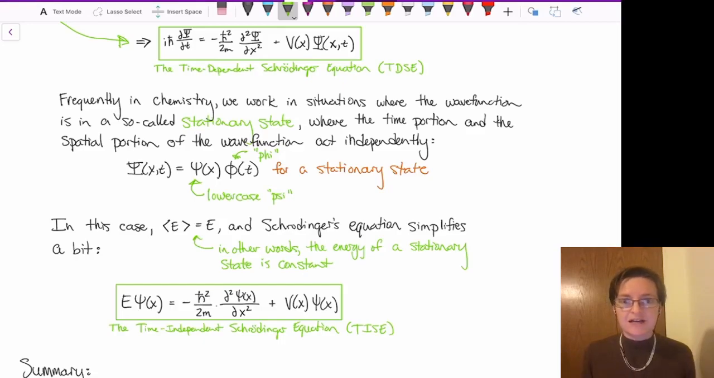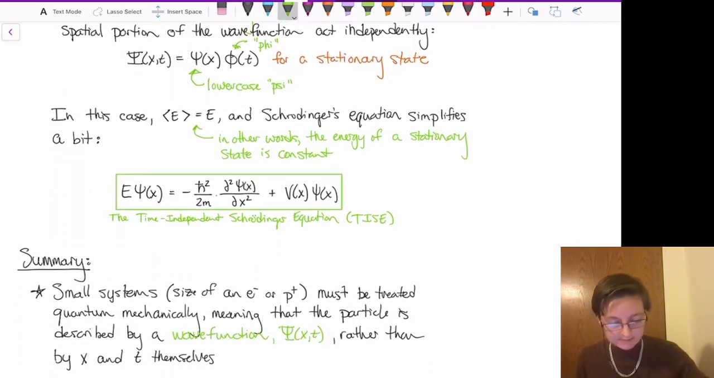A stationary state has a well-defined energy that's a constant. So we can say that the expectation value of the energy is equal to E, some well-defined constant. And Schrodinger's equation is going to simplify to the time-independent version, which is that E times psi of x is equal to negative h bar squared over 2m times the second derivative of psi with respect to x, plus V of x times psi of x.